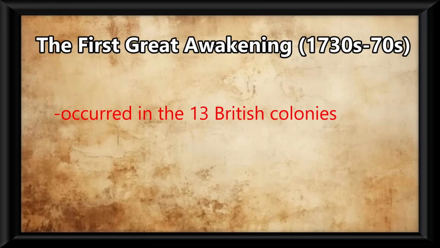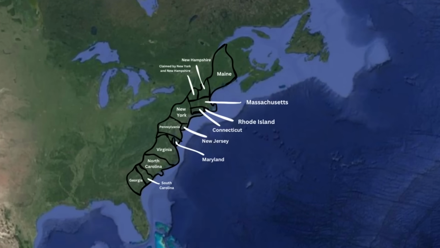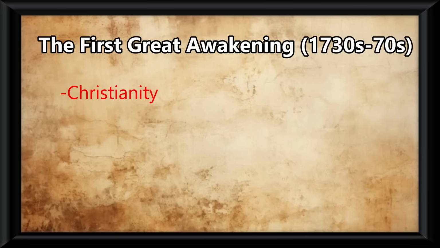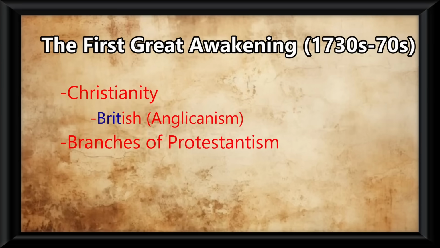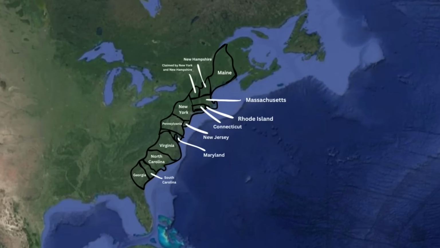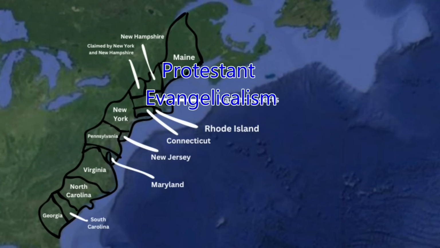This occurred in the colonies, where it saw the revival of Christianity in the British 13 colonies. This Christianity was traditionally the British's form, being Anglicanism, but it shifted throughout decades in the First Great Awakening to branches of Protestantism like Baptists and Methodists. We also see a rise in the spread of Protestant evangelicalism.